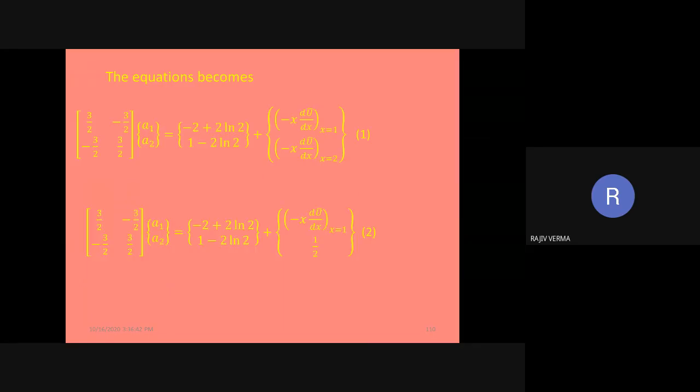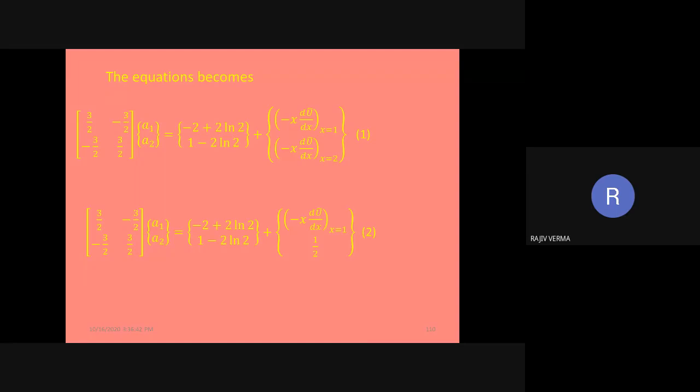So once the values of the parameters have been substituted, the equation takes the form given by equation number 1, and then we substitute the flux value also. The flux was specified to be 1 by 2. So we directly substitute the value 1 by 2 in the right hand side of the second equation. So these are the 2 equations which we get.